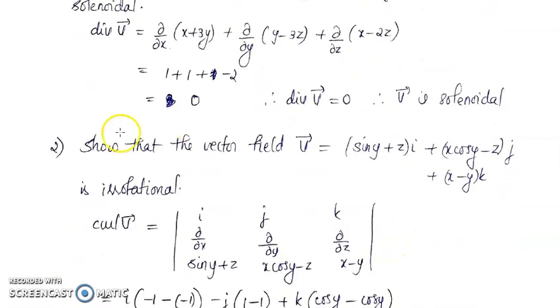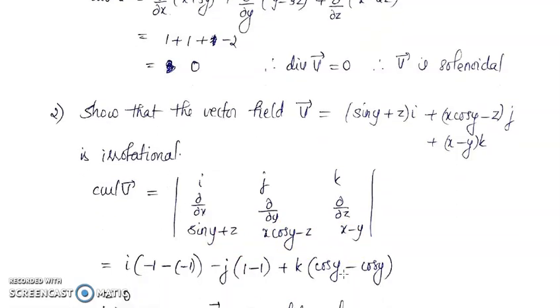And the second question is, you have to show that the vector field is irrotational. So this is the given v value. To find curl v, you need to show that curl v is equal to 0. So evaluate the determinant ijk, dou by dou x, dou by dou y, dou by dou z, sin y plus z, x cos y minus z, x minus y.